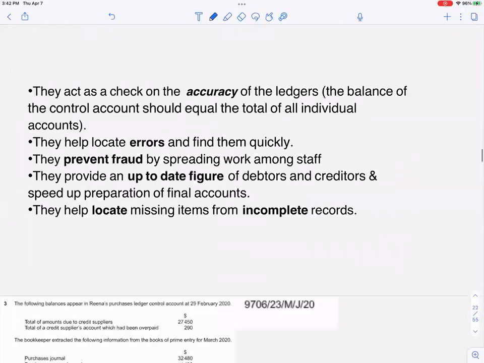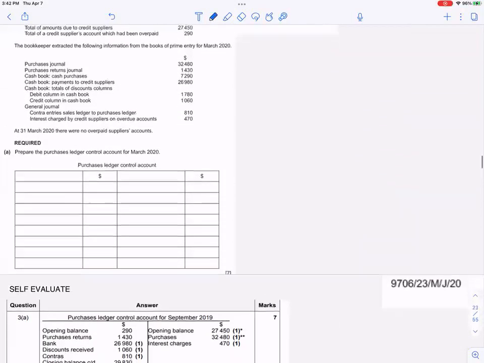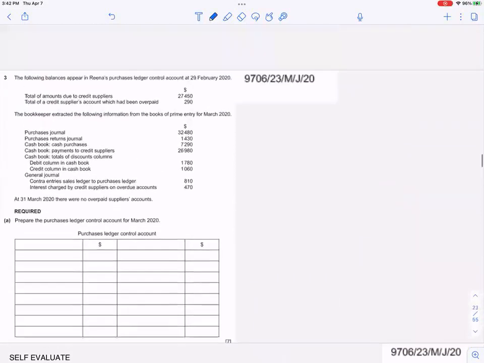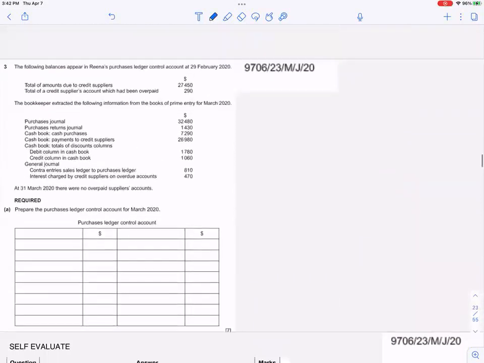Now I'll move on to the sums. Go to the sums. Start doing it.